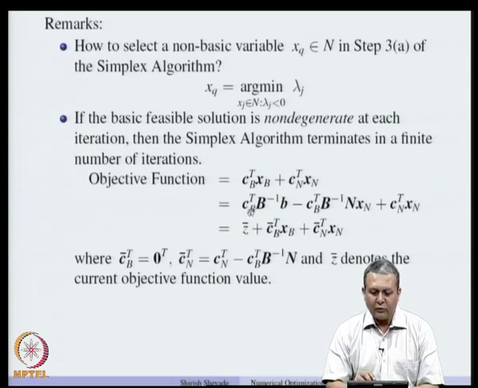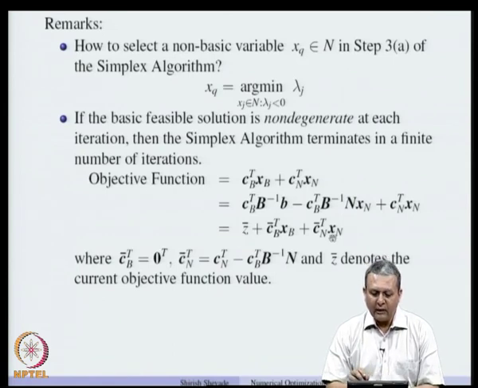Now, this first quantity is the current objective function value Z bar, and then we have CB bar transpose XB plus CN bar transpose XN, where CB bar is a 0 vector and CN bar is the vector CN transpose minus CB transpose B inverse N. Now, CB bar is 0 and XN is 0. So, these last two quantities are 0 and the current objective function value at x is nothing but CB transpose B inverse b or Z bar.